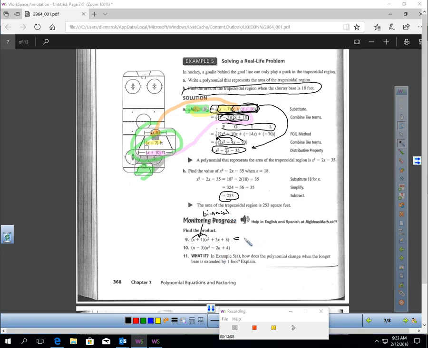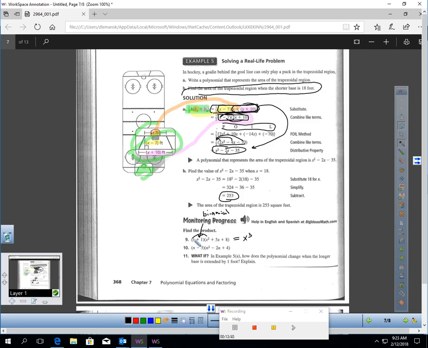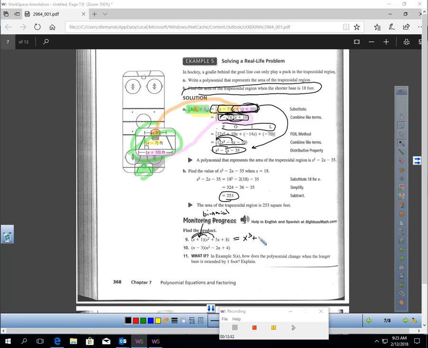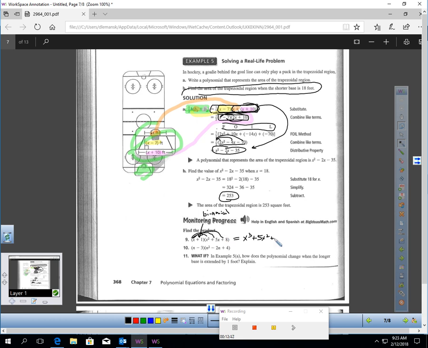So x times x squared is x cubed. X times 5x is 5x squared. And x times 8 is 8x. Now I have to double distribute because I also have this 1. I got to distribute the 1 also. Let's do that. 1 times x squared is x squared. 1 times 5x is 5x. And 1 times 8 is 8.